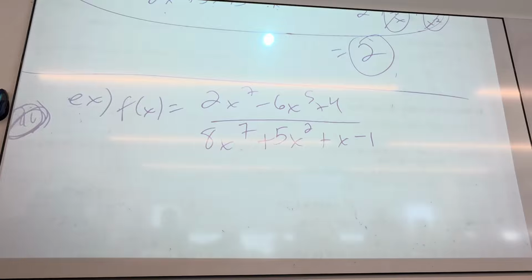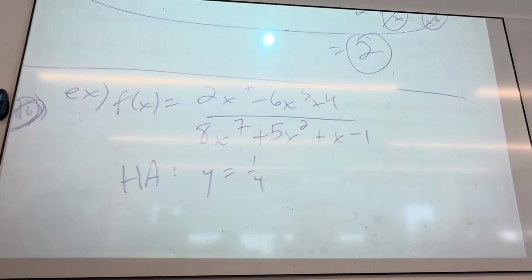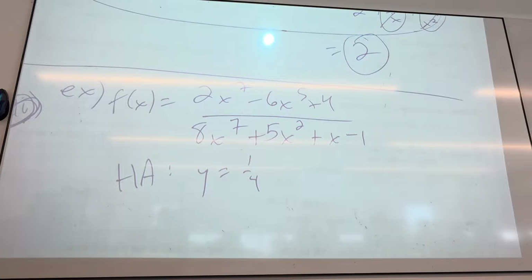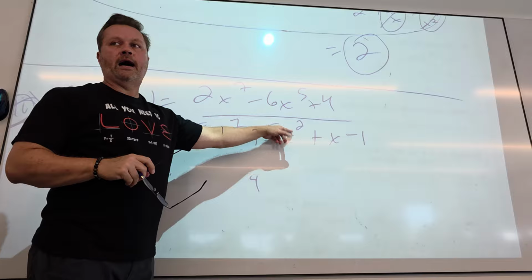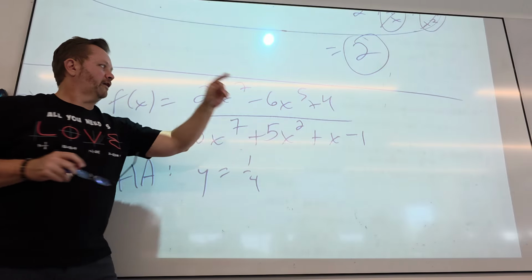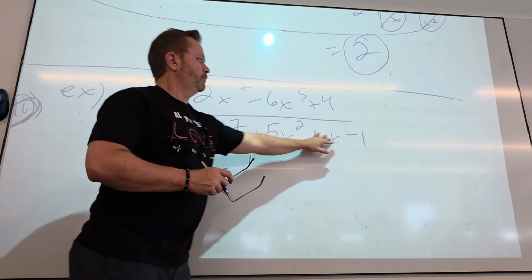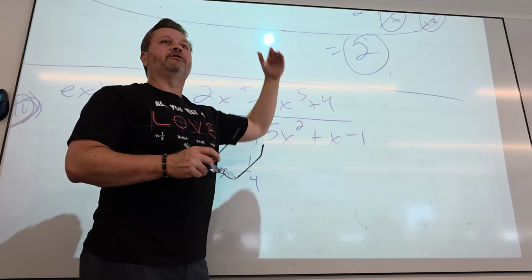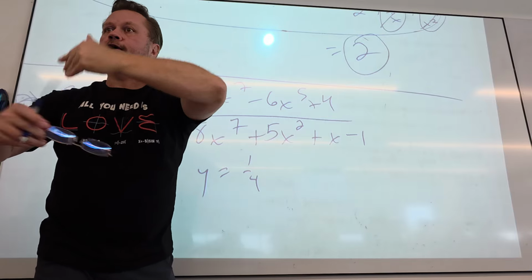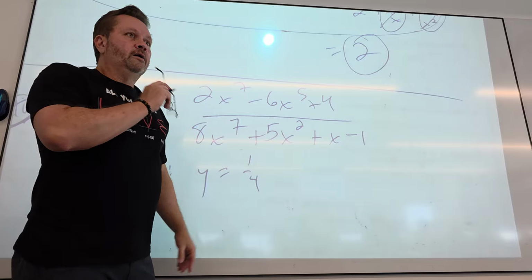What would we do if you just put an 8 to the 7th on the bottom instead of the 2? Well, then the degree on the bottom would be higher than the top. It goes to 0. Yeah, so if I put an 8 right here, the degree at top is 7, the degree at bottom would be 8. Higher degree on the bottom grows faster, it goes to 0. That's all.